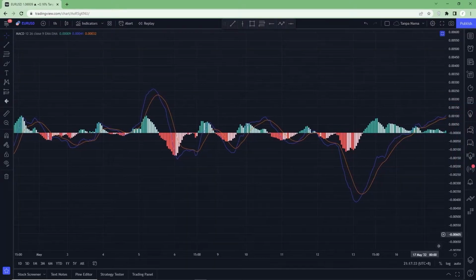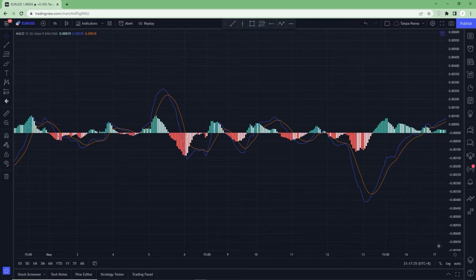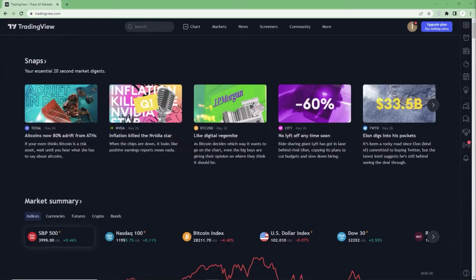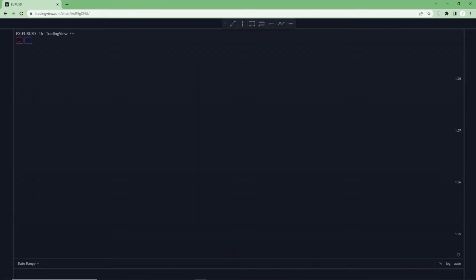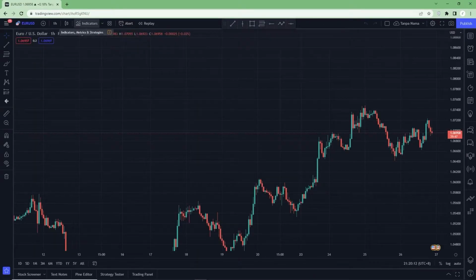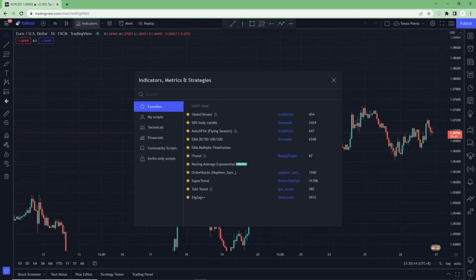We are using TradingView to use this indicator. Go to tradingview.com or you can click the link in the description below and sign up for a free account. In a free account, you can get access to up to 3 indicators for free. Now, go to the chart and click on indicator. Search for MACD and click on it.